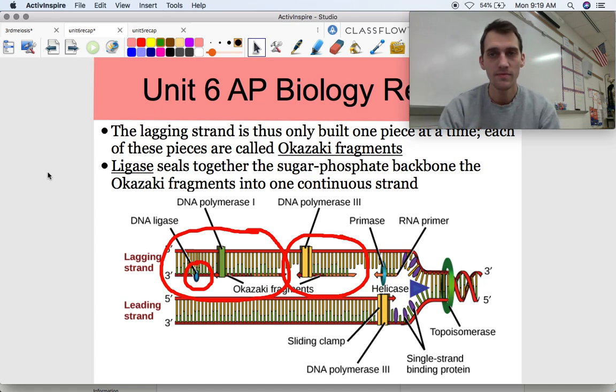Again, I explained this a little bit more in my 6.2 video if you want to check that out. There are some videos and some GIFs that will show you how this works backwards and this works forward. But the lagging strand is thus only built one piece at a time. Each of these pieces is called an Okazaki fragment, and here are the Okazaki fragments.